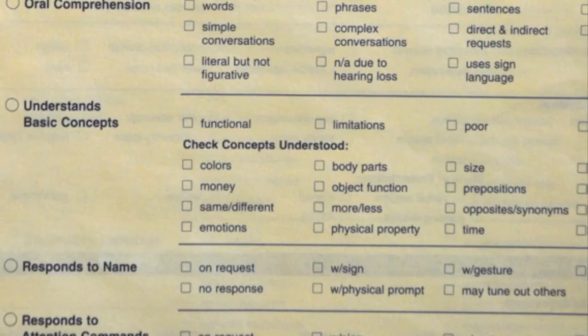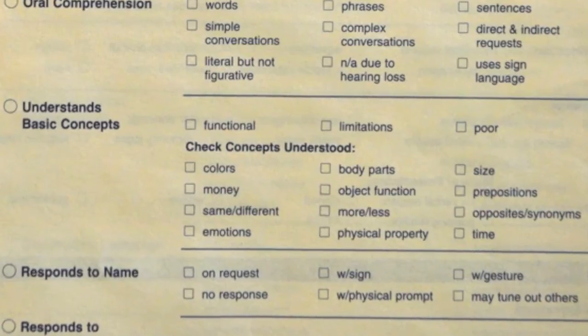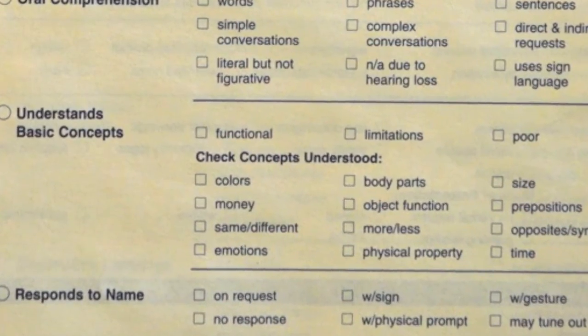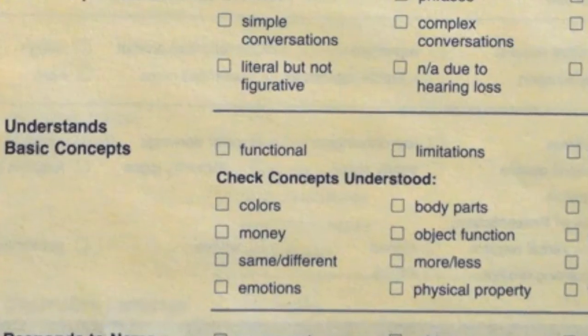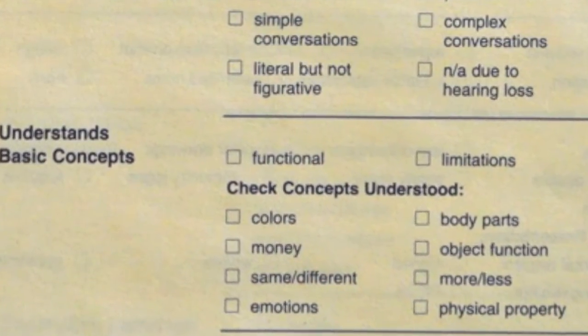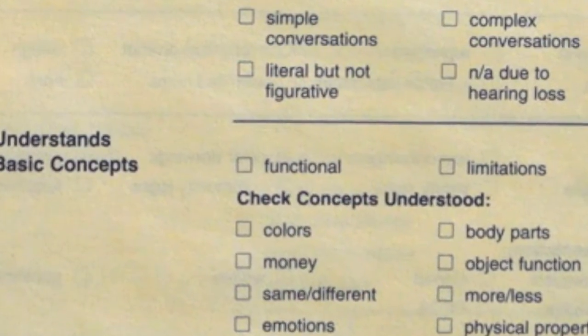This is an example task of understanding basic concepts in the FCPR booklet. The clinician rates the client's behaviors by checking one of the following items: functional, limitations, or poor. For functional, the client has to comprehend at least moderate awareness of each of the 16 categories, or complete comprehension of at least 12 of the categories, 75%, if 7 years or older.